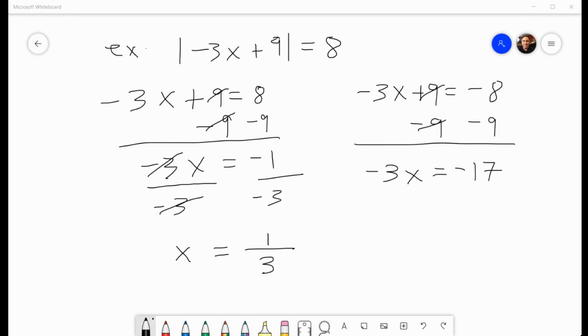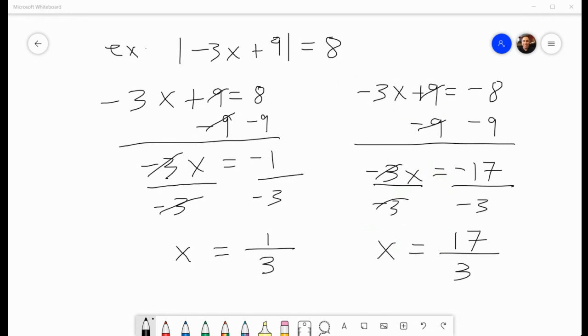Not quite there, right? Because we want x all alone. So we divide by negative 3, both sides. These cancel. We get x equals 17, all divided by 3. And those are the two solutions.